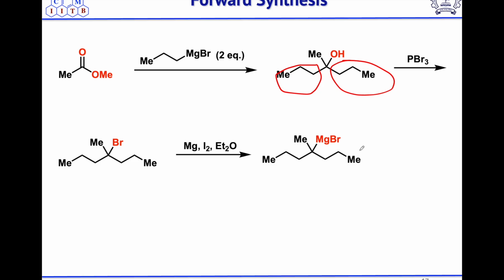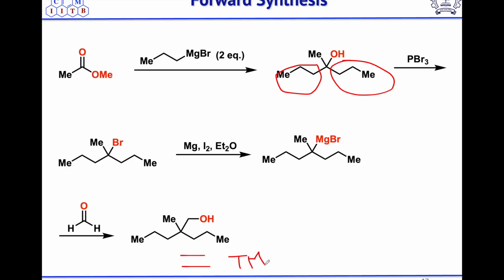What does iodine do? On the magnesium surface, sometimes a magnesium oxide layer is present. Aerobic oxidation of the magnesium surface leads to the formation of magnesium oxide, and you can easily remove that by using iodine. So this Grignard reagent is already done. Now if you add this Grignard reagent to formaldehyde, we can get this primary alcohol, our desired target molecule. Right, any problem? No.